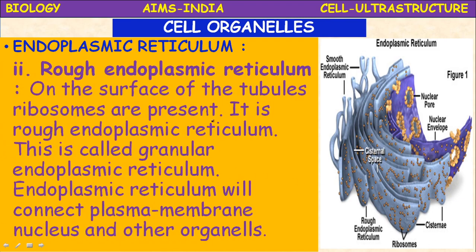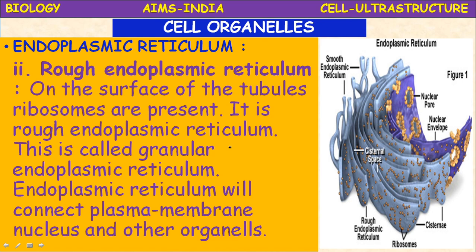Once again, what is the rough endoplasmic reticulum? On the surface of the tubules, ribosomes are present. Endoplasmic reticulum is a tubular structure attached to the nuclear envelope. If ribosomes are present on the tubules, then that form is called rough endoplasmic reticulum. It is also called granular endoplasmic reticulum.